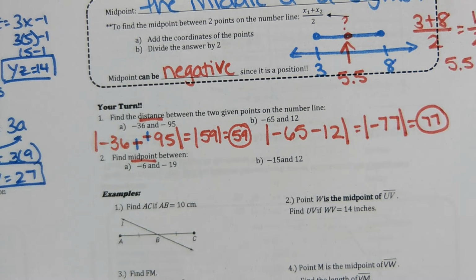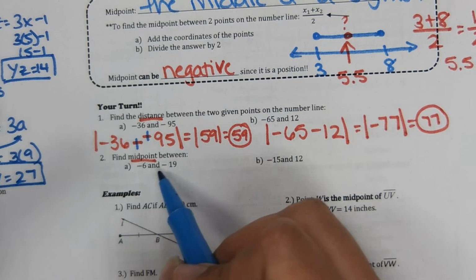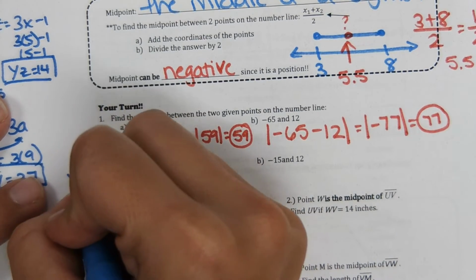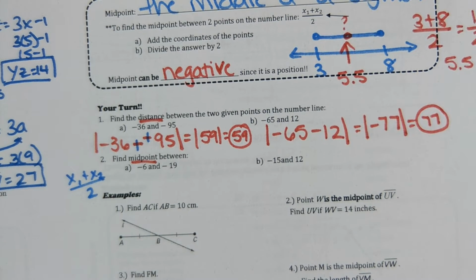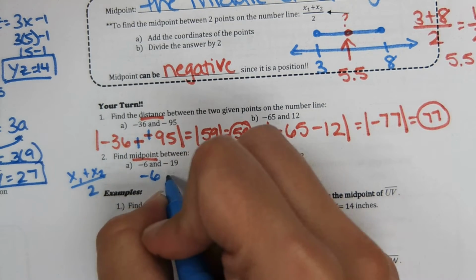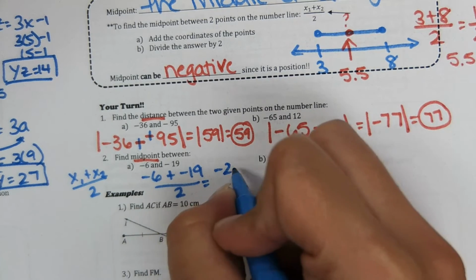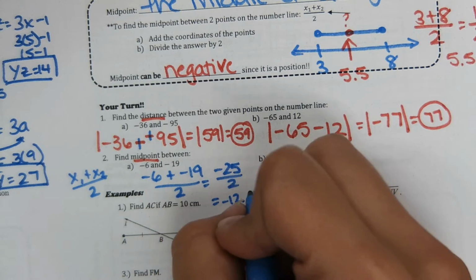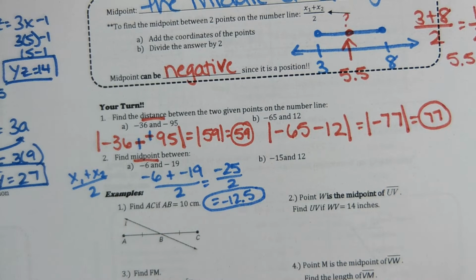Okay. So next one, midpoint. We're finding the midpoint between these 2 points. So imagine 2 dots on a number line, one at negative 6, one at negative 19, and you're finding the middle dot. To find the midpoint, we're going to add the two numbers together and divide by 2. So negative 6 plus negative 19 divided by 2, negative 25 divided by 2, and that equals negative 12.5. So the midpoint between negative 6 and negative 19 is negative 12.5.